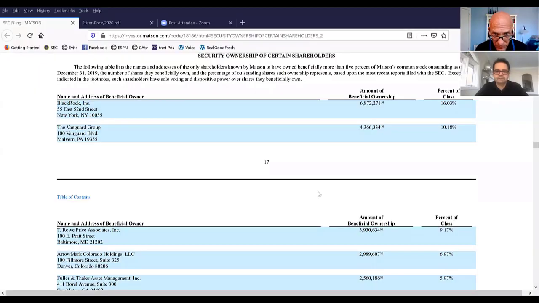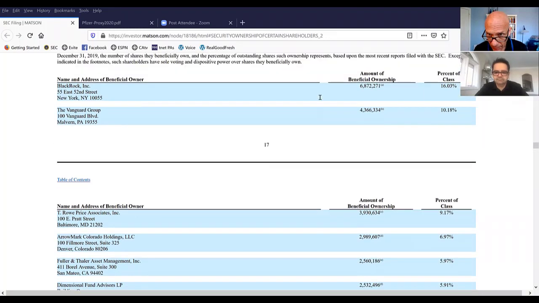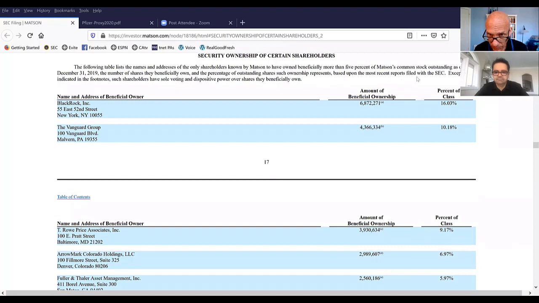And so my practice has been to always, unless you're having a conversation with the shareholder, just go with what they've disclosed in the 13D or 13G, or if they're a 10% holder, the Section 16 reports filed on Form 4. See how this is done. So this is from Matson's proxy statement, and it says it's based on the most recent reports that they filed with the SEC.